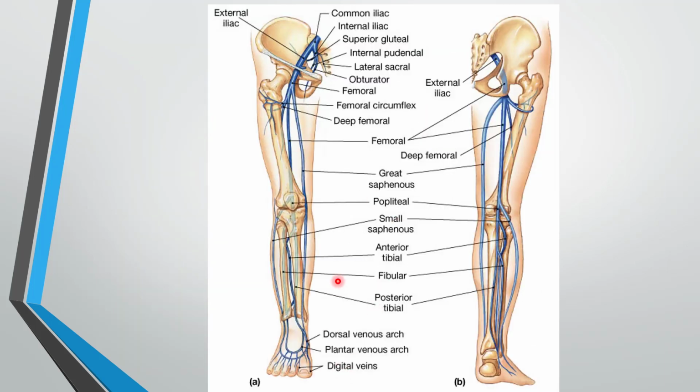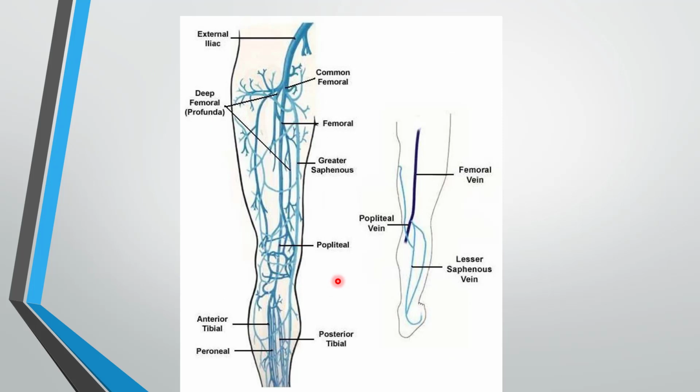Again, the same diagram which we have to learn. Here also you can understand the peroneal. Peroneal is also called the fibular vein. This is posterior tibial, this is anterior tibial. They are draining in the popliteal vein, and the popliteal vein will drain in the femoral vein, and the deep femoral vein, which is also called the profunda vein, will enter the femoral, and the femoral vein will empty, or it will continue as the external iliac vein.